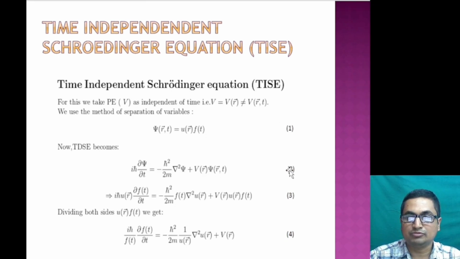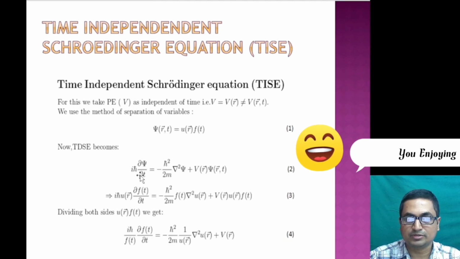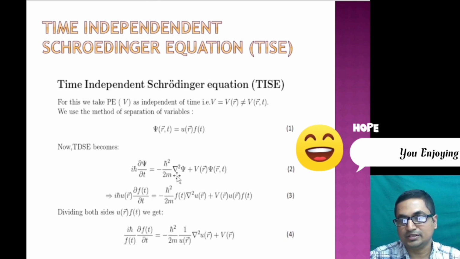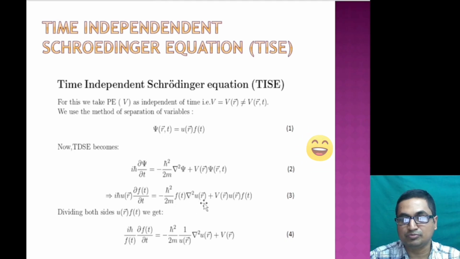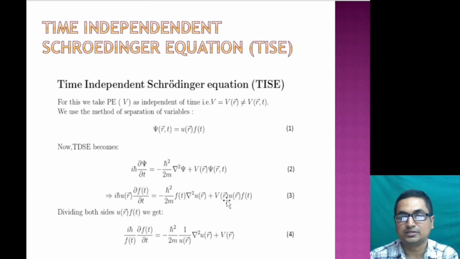Putting equation 1 in 2, we get an equation of this form. Since this is a partial differentiation, this del t will affect only the time dependent part, that is f, and this nabla squared, which is the space dependent part, will affect only the u part. Since V is also dependent on r only, V(r) is written like this, and ultimately we have equation 3 here.